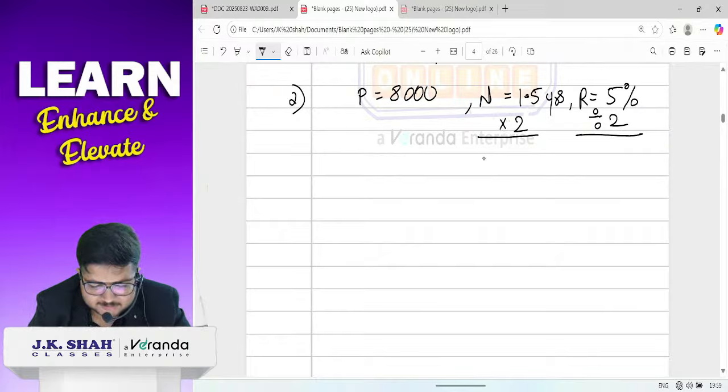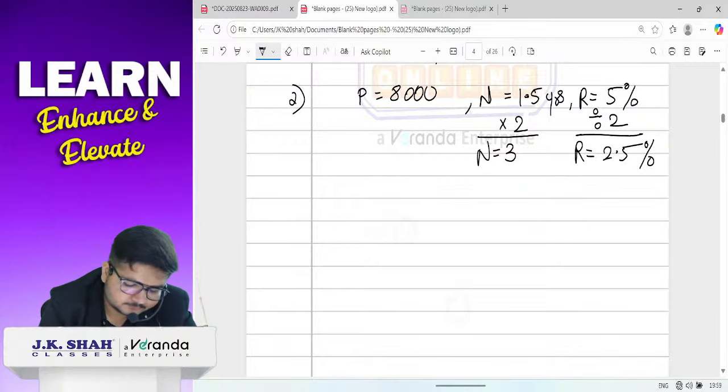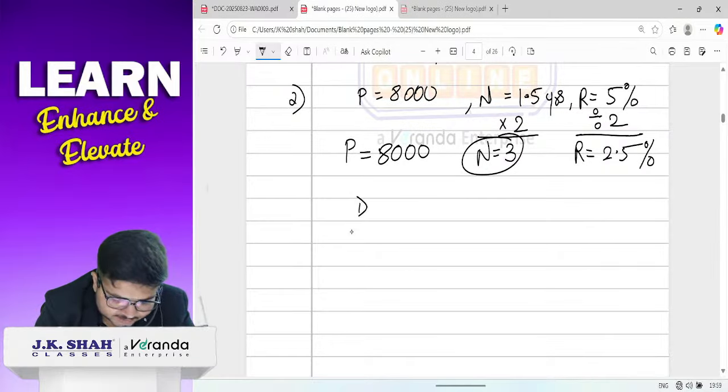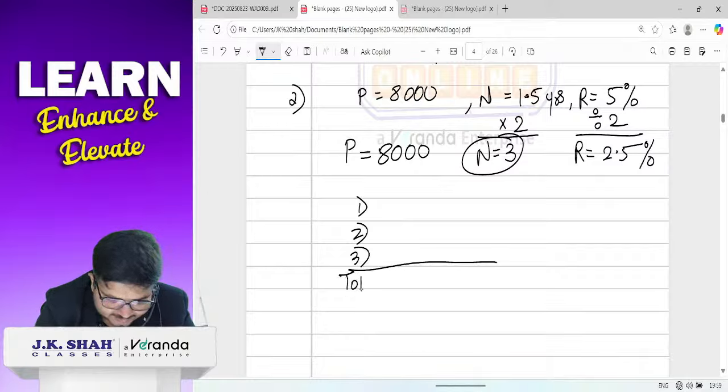So n will be multiplied by 2. So now our new n will be 3, r will be 2.5%. Principal will be the same, 8,000. Now n is 3, so we will calculate 1, 2, 3, and then I will do the total. So I will get the compound interest.